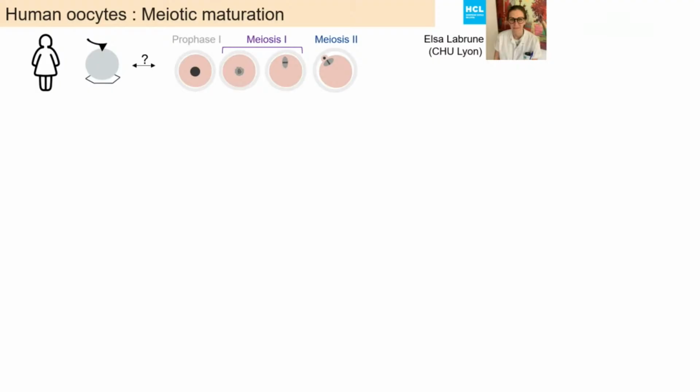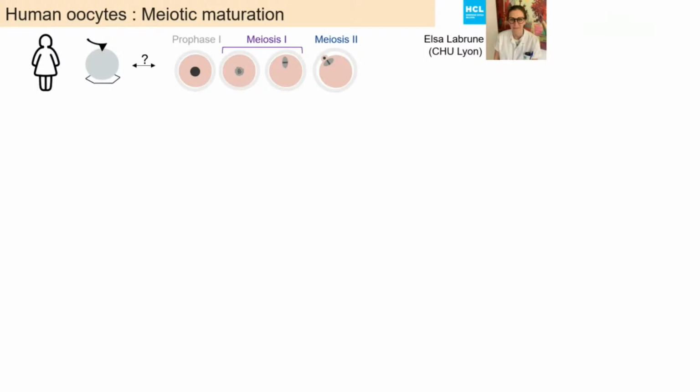Then, in my project, the last part was to try to adapt this methodology to measure the mechanical properties of human oocytes, to see whether similar processes regulate their division as observed in mouse. So we work with the different stages of meiotic maturation, thanks to the collaboration we have with Elsa Labrune, who is a biologist in a hospital in Lyon.